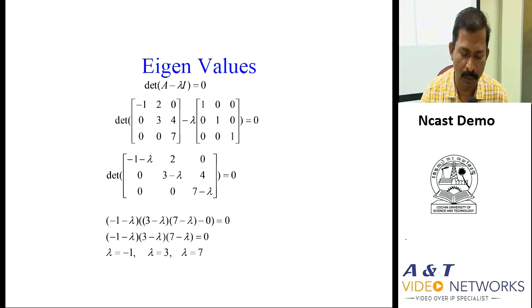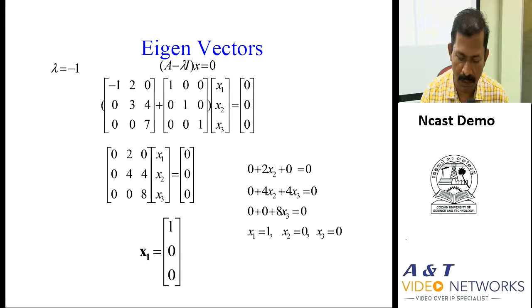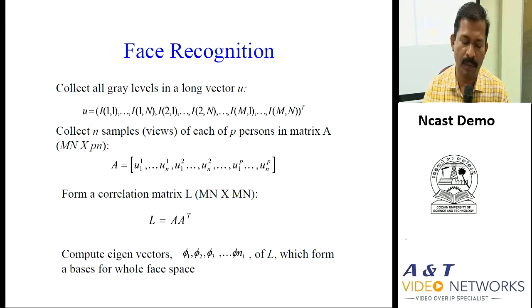So you have to write a characteristic equation. That is the determinant of the matrix A minus the scalar multiple times the standard identity matrix, and you equate it to 0, then you get a polynomial kind of equation, and from that you can compute. You might have done this during your school days. So this is the procedure. So now the eigenvectors have been computed, and we have to find how we can go for the face recognition problem.